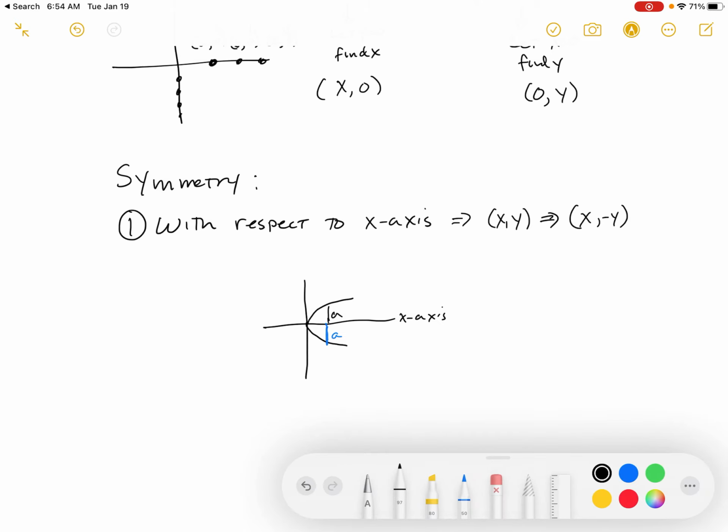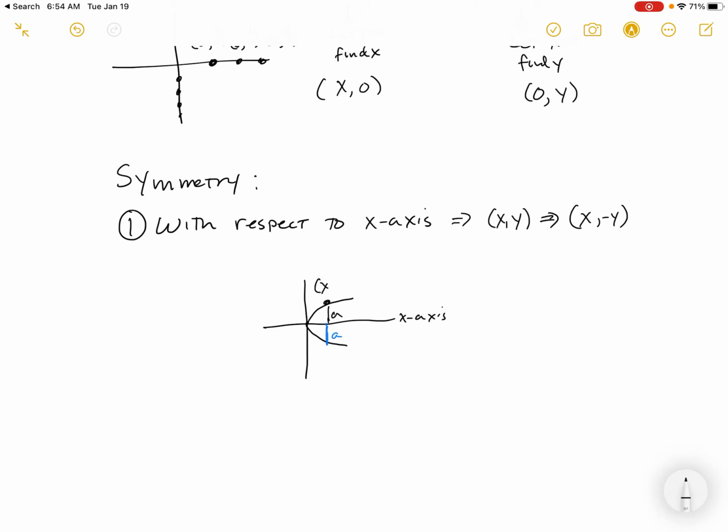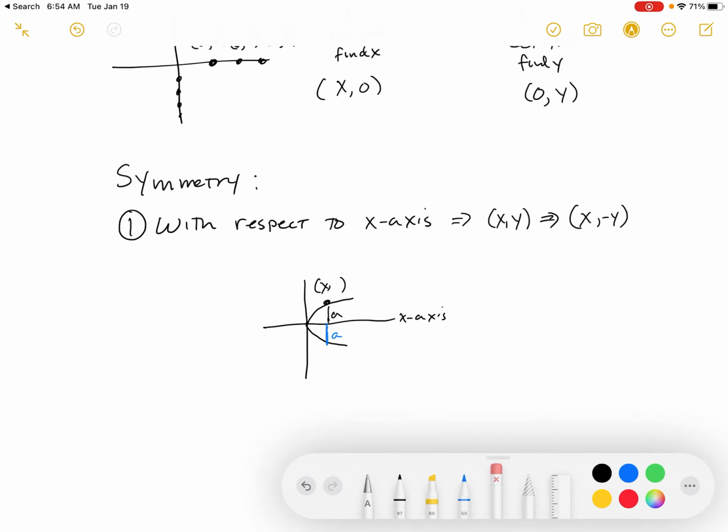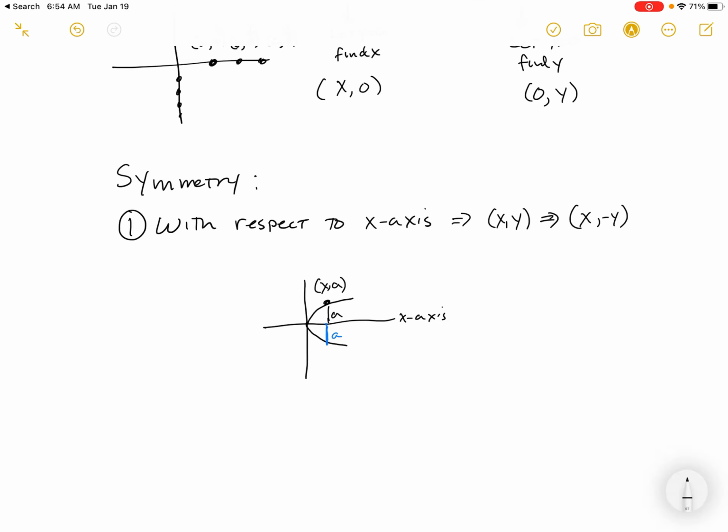Let me label them out in their respective colors. This point right here is (x, y). Or, even better stated by the way I have this, this is (x, a). And what's this right here? Well, it's the same x-coordinate, but it's down negative a. It's a distance of a down from the x-axis, but in the negative direction. So that's what symmetry with respect to the x-axis is like.